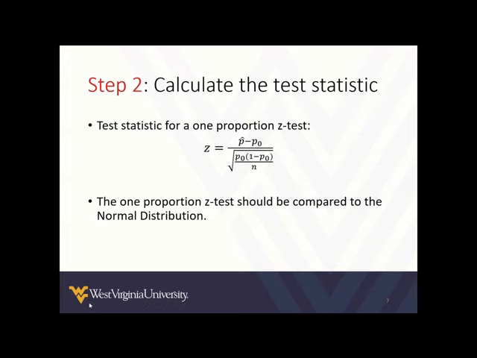In Step 2, we calculate our test statistic, which is z equal to p hat minus p naught, all over the square root of p naught times 1 minus p naught, all over n. And as you can see by the z-test, we will be comparing this to the normal distribution.